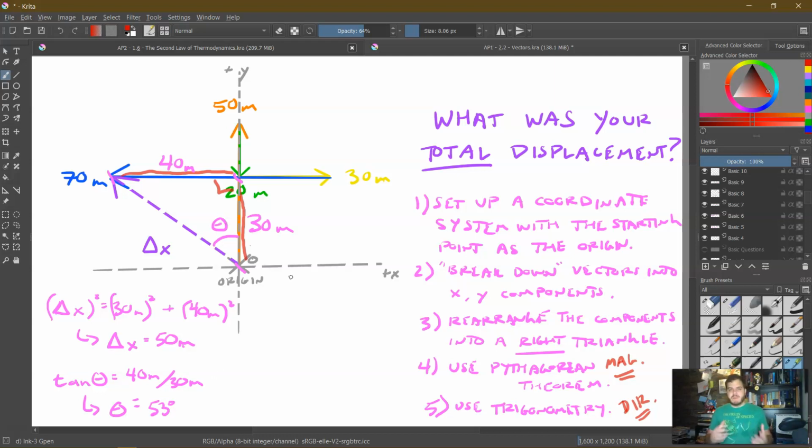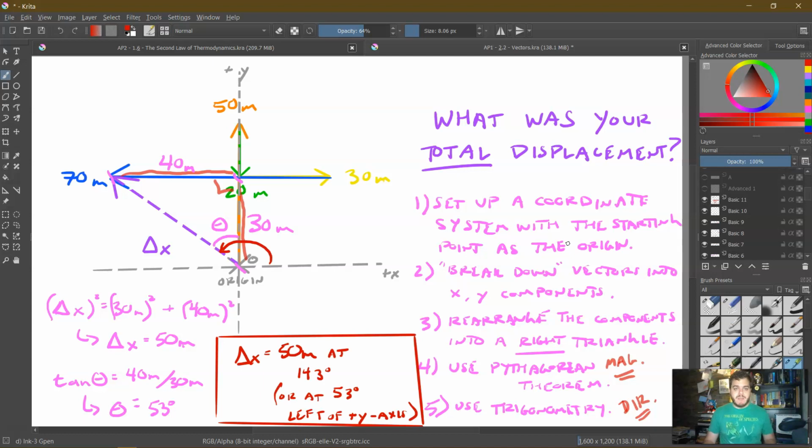Now, 53 degrees could refer to 53 degrees in any direction, so we need to be very specific on what we mean by that. And there are two ways we can do it. One, typically speaking, like in your math class, we say starting at the origin and going this way, we define as 0 degrees. And so I can start there and go around till I reach my resultant vector, and I can see that would be 90 plus 53, so that would be 50 meters at 143 degrees.